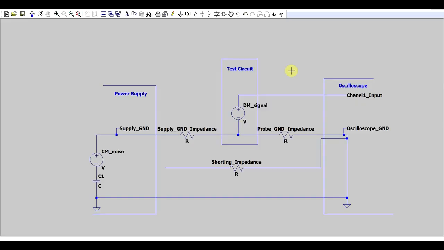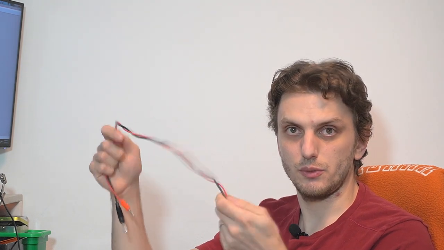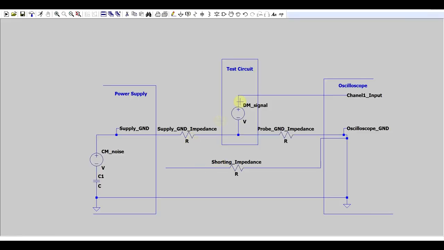Now, the reason why the circuit is affected can be understood through this diagram. So what I got here is a more simplified schematic of the circuit, in which my power supply is only the common mode noise source and the supply ground. I've modeled my supply ground impedance, which are basically the lines going from the power supply to the circuit, so these have impedance. Then I got my test circuit creating my differential mode signal, which I'm measuring using the oscilloscope. This is connected to my channel input, and then I have my probe ground impedance, which connects again to my test circuit and to the oscilloscope ground.